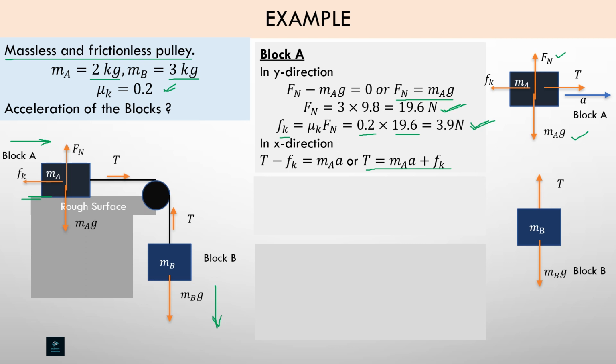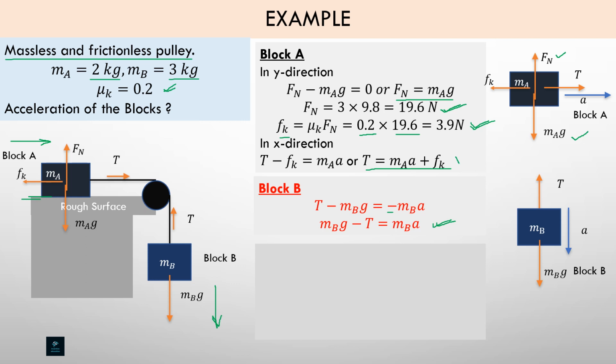Similarly, for block B, we have two forces in the y direction, the gravitational force and the tension from the cord, and this block accelerates in the negative y direction. Therefore, for block B, T minus mb times g is equal to the mass of the block times acceleration, that is, T minus mb times g is equal to minus mb times a. This minus sign is there because the acceleration is in the negative y direction. We can rewrite this as mb times g minus T equals mb times a.